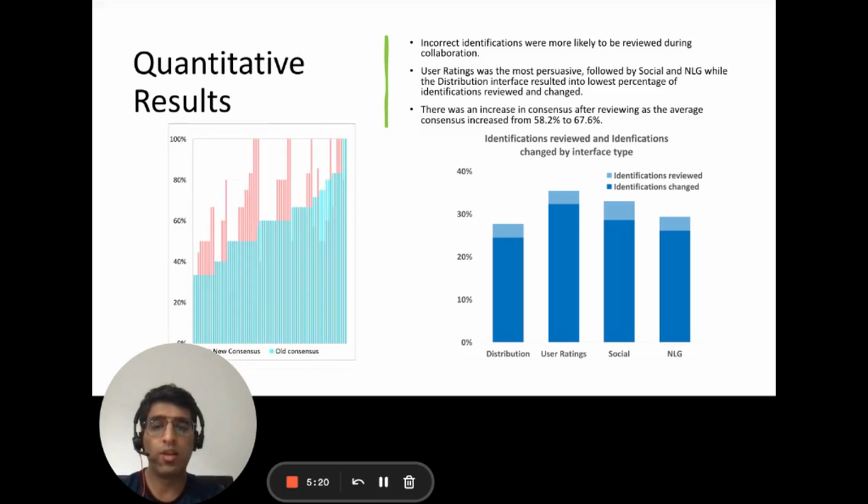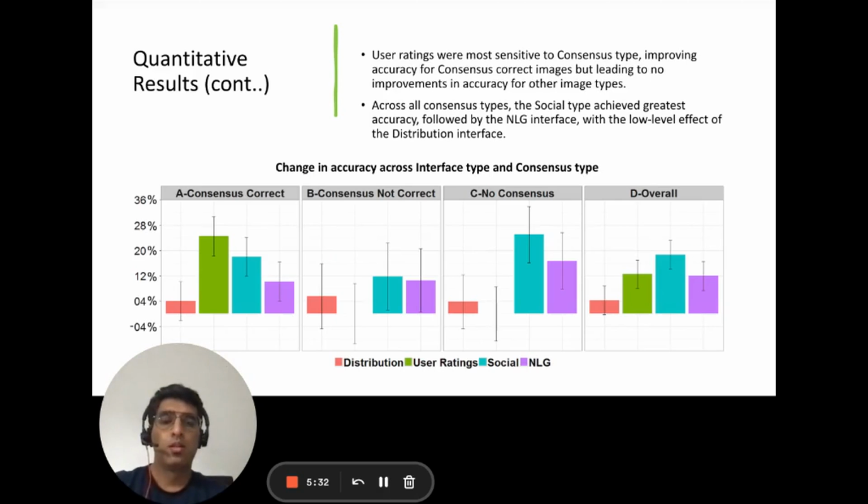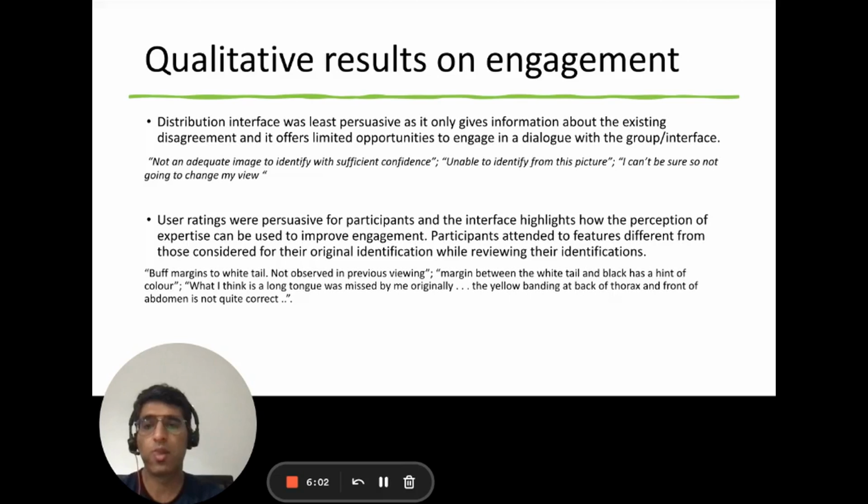This figure shows how the level of consensus changed from before to after collaboration across all interface types, and there was an increase from 58.2% to 67.6%. The third figure shows the mean percent changes in accuracy across interface type and consensus type in the first three columns and overall change in the last column. User ratings were most sensitive to consensus type, improving accuracy for only consensus correct images. Overall, the social type achieved greatest accuracy, followed by NLG and user ratings, with low level effect of the distribution interface.